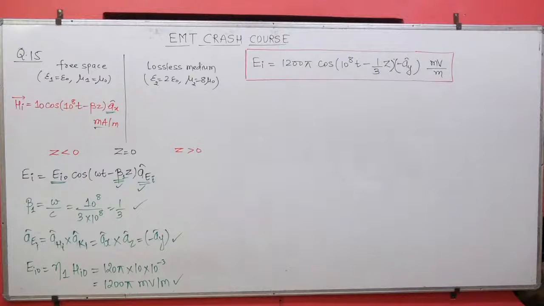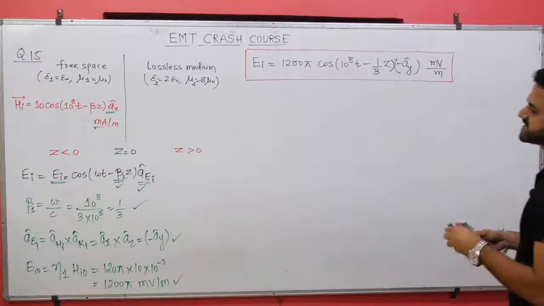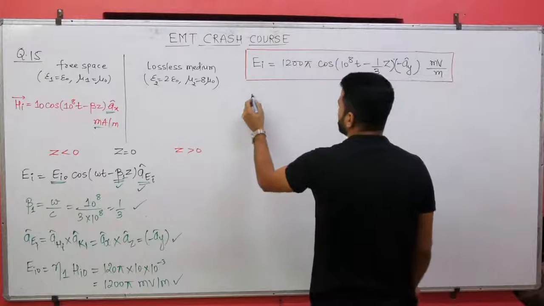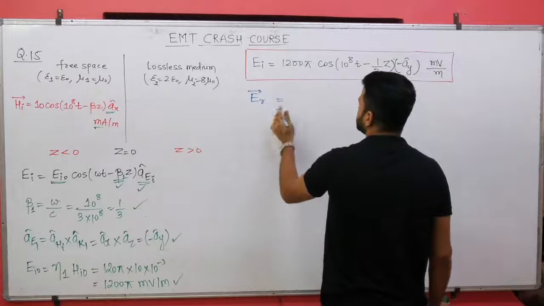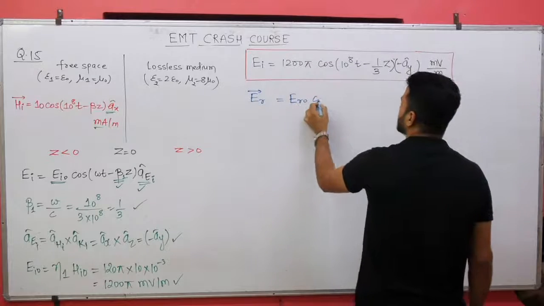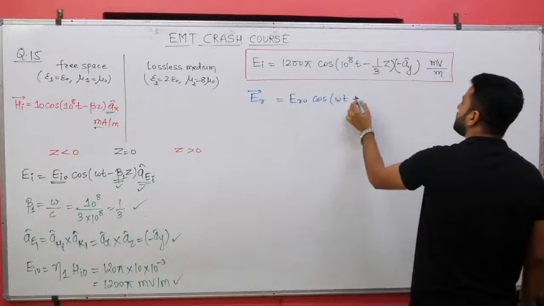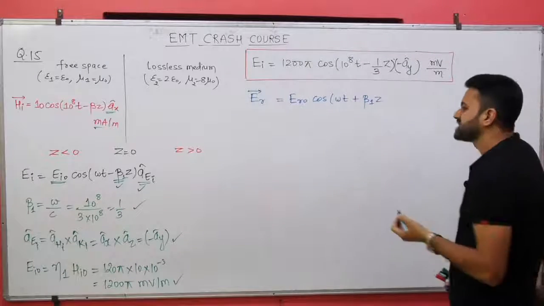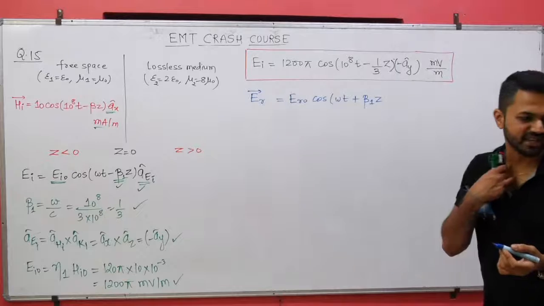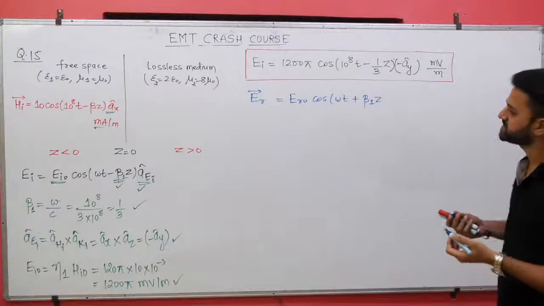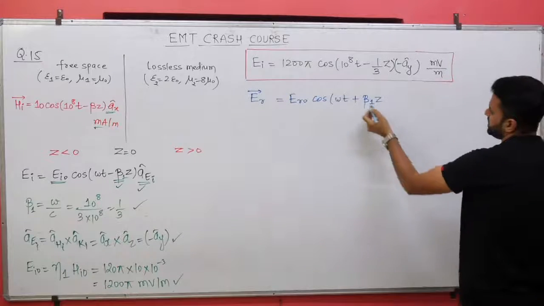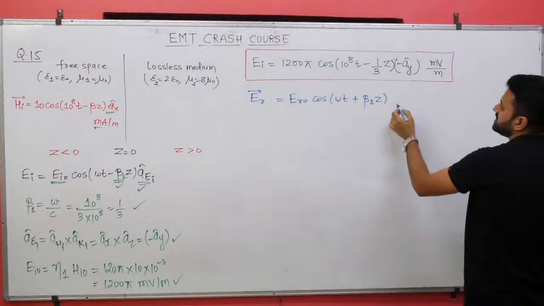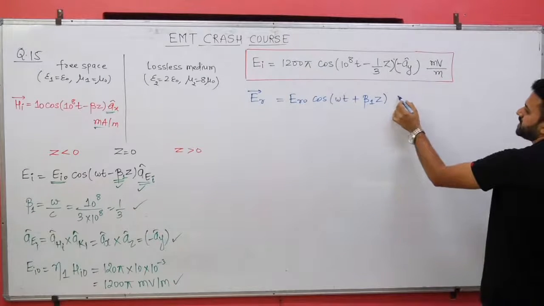Now let's calculate the reflected electric field. To calculate it, we have to write the expression. So the general expression will be ER naught cos of omega t plus beta 1 into z. It is plus because if the incident wave is traveling in the positive Z direction, then the reflected wave will be traveling in the negative Z direction. The direction of the electric field remains the same.